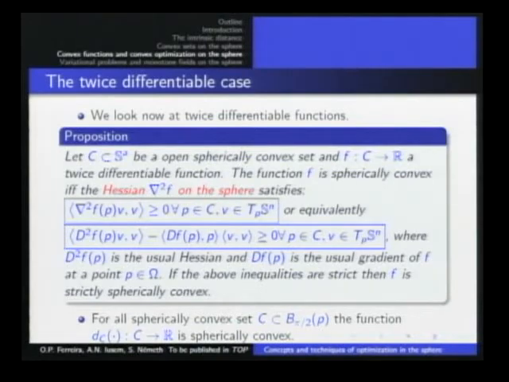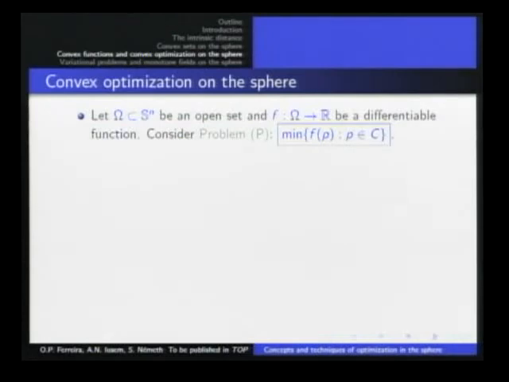And well, with any of these things, you can prove that if you have a spherically convex set, the distance to this set is a convex function. This was also the case for Hadamard spaces.